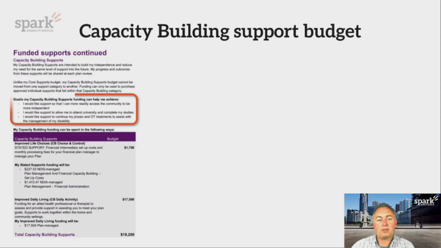Again, here's an example of what that page looks like on a plan. Now, all of the support budgets are linked in one way or another to at least one of the goals that are recorded on the plan. That is particularly the case with the capacity building support budget, because the NDIA includes capacity building supports in a person's plan to help them develop skills and abilities and their independence to be able to progress towards achieving the goals as they're recorded on the person's plan.